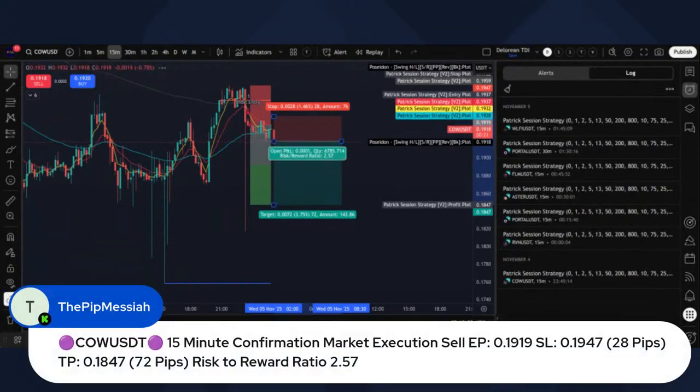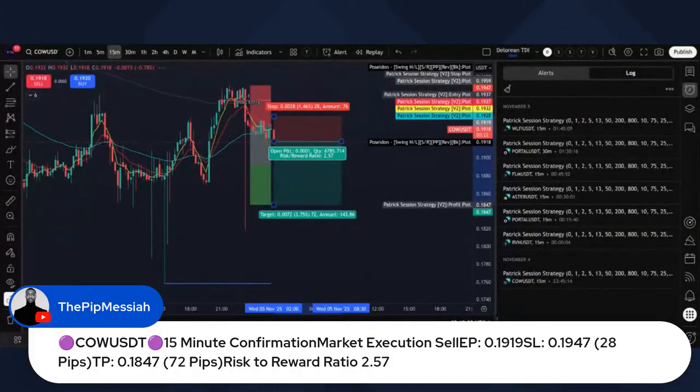Let's call Cow versus Tether. 15-minute sell. Entry is 0.1919. Stop is 0.1947 for 28 pips. Take profit is 0.1847 for 72 pips. Risk reward ratio of 2.57.